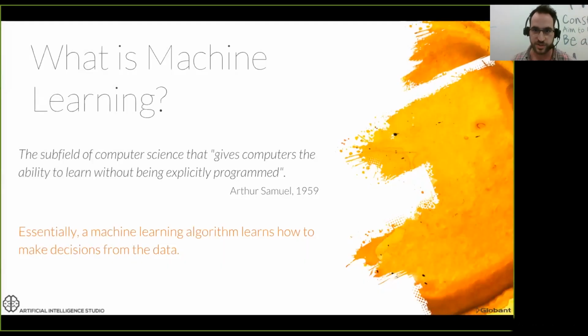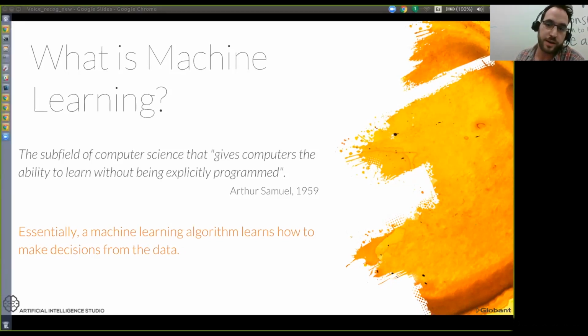So, quick review: what is machine learning? While there are more current definitions, I like to use this one made by Arthur Samuel in 1959, which says that machine learning is the subfield of computer science that gives computers the ability to learn without being explicitly programmed. We have been writing code to tell the computer what to do. Now we can give the computer data, and the computer can learn from that and make its own decisions afterwards. That is the big step of machine learning.